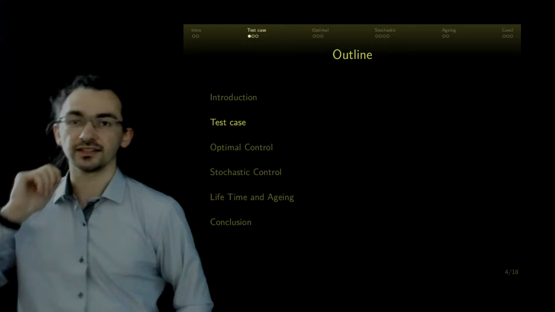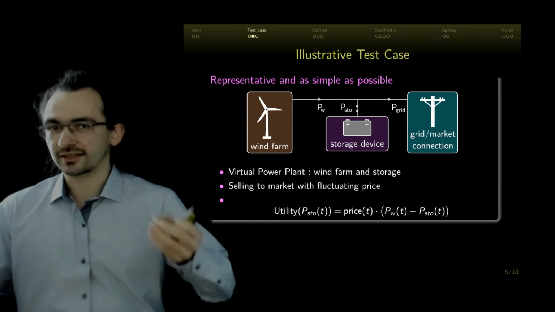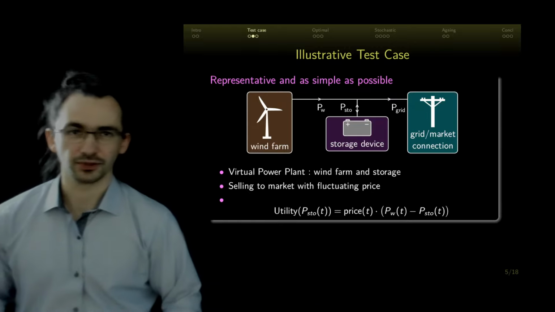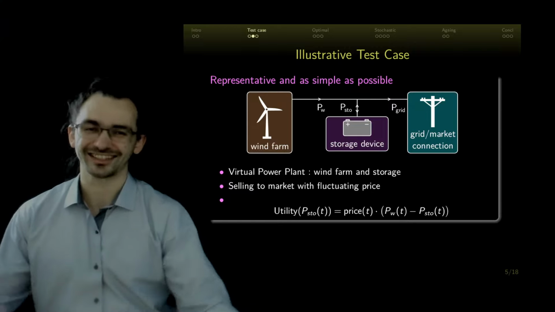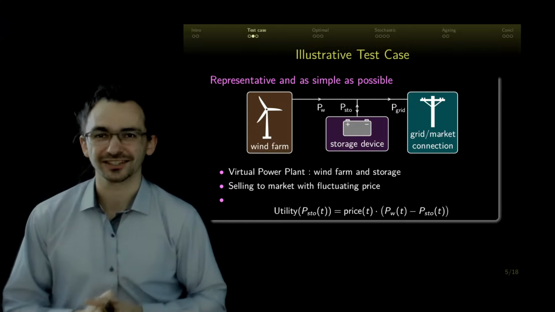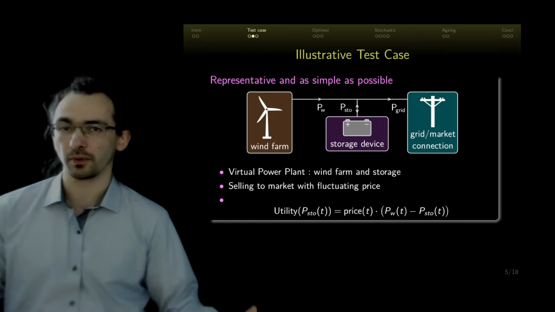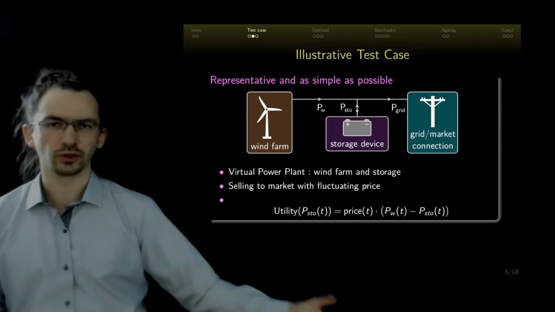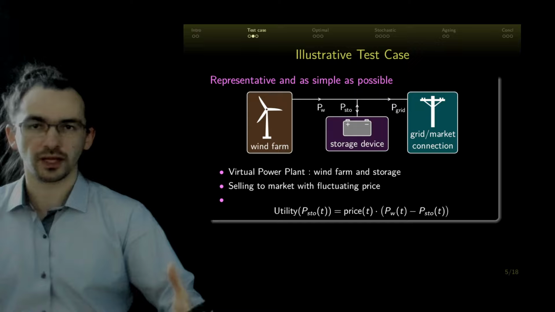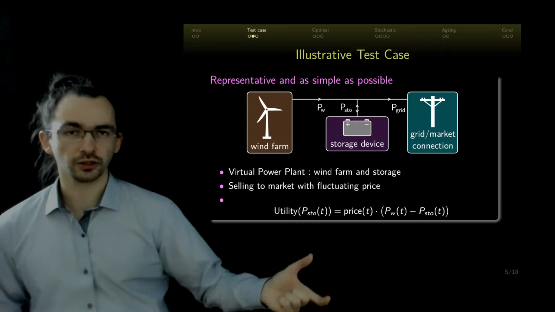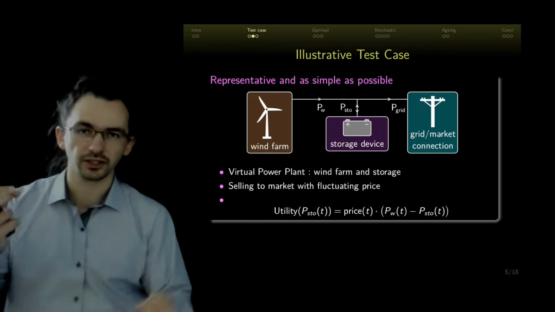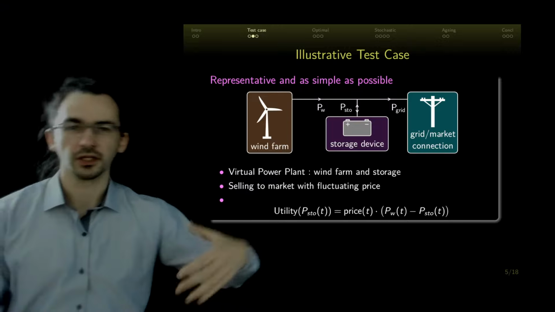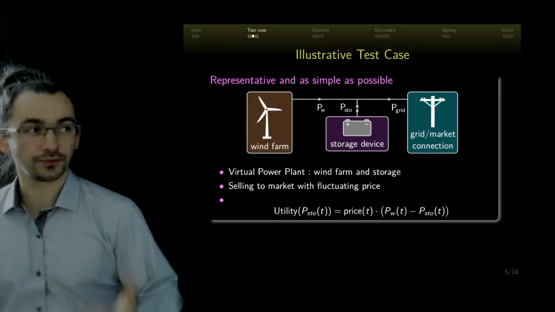So first of all, the test case. I've tried to make it as simple as possible, yet representative of the challenges at stake in such a context. This problem is a virtual power plant associating a wind farm with an electrochemical storage device. And this virtual power plant will try to sell its net production, so the wind production minus what is exchanged, what is stored with the battery, and this resulting power is sold to a market with a fluctuating price.